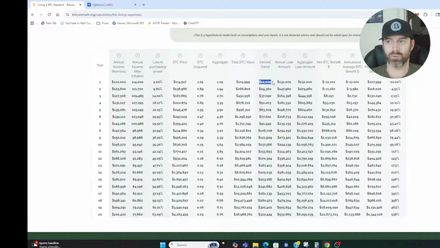The amount of interest we accrued is $12,000, which means the loan amount we would need that year to live our lifestyle is $132,000. We have to pay the interest, and we have to borrow our salary of $120,000. Okay? Now jump to year two.